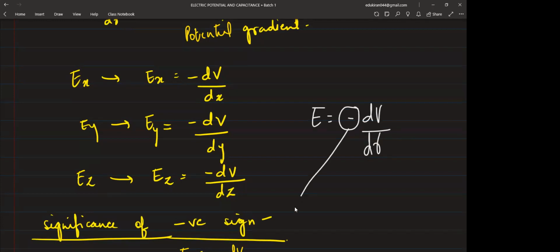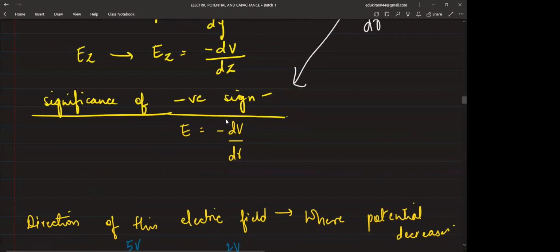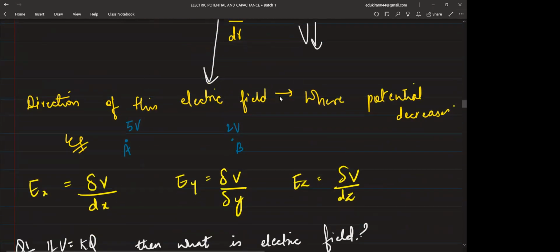There is a significance of this minus sign. Why is it important? This negative sign shows us that the direction of the electric field is the direction wherever the potential decreases. So the direction of this electric field is where the potential decreases.